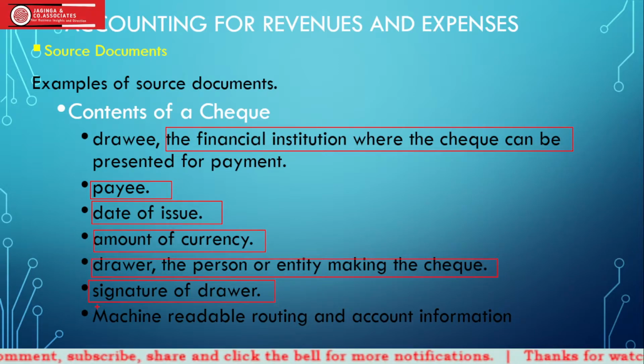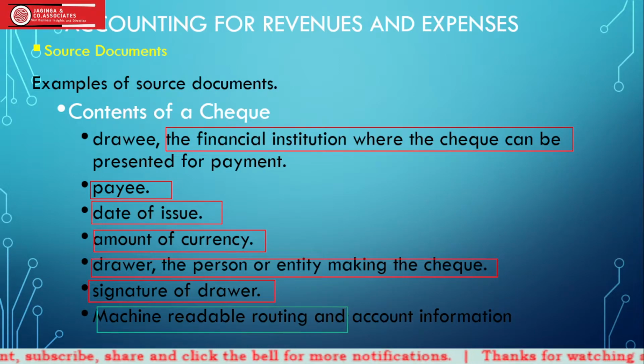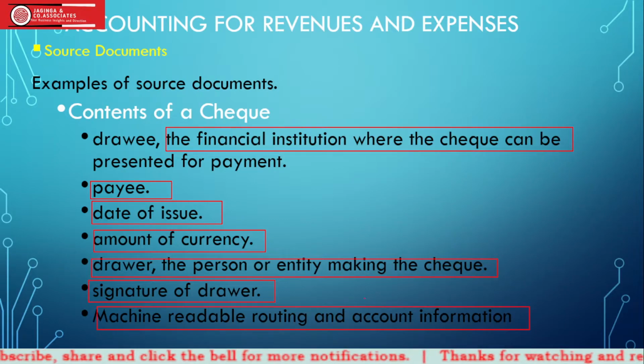So we also have the machine readable part and account information. This is just a metallic component engraved or inscribed within that check that will have the details of the drawer, the person holding the account that writes the check to the payee.